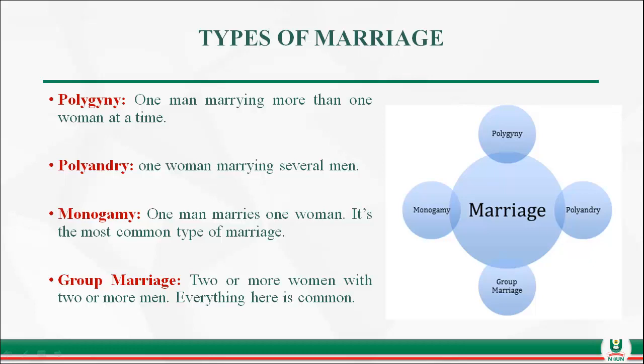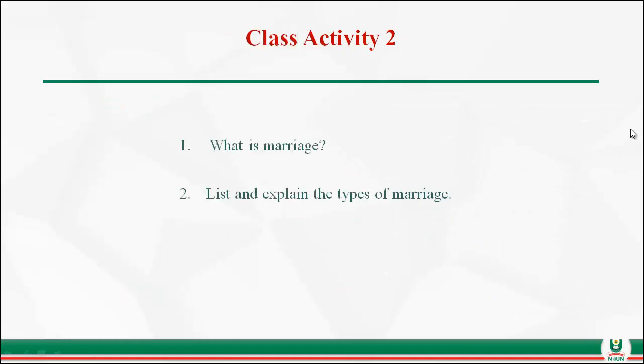I will now switch you to lesson activity 2 for you to complete again. Please take your time, go through what we have just done. You should be able to define the term marriage. So what is marriage? You have to list and explain the types of marriage. So I'm going to pause the video just to allow you to get these questions.